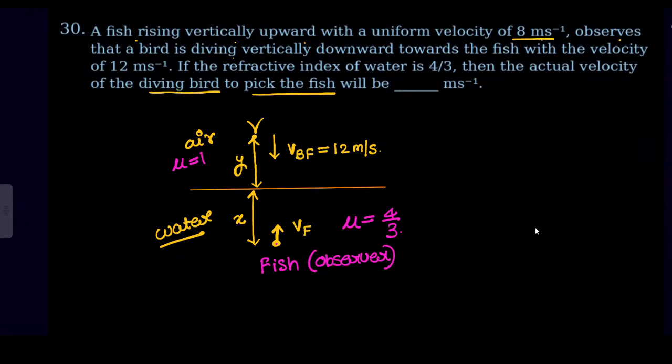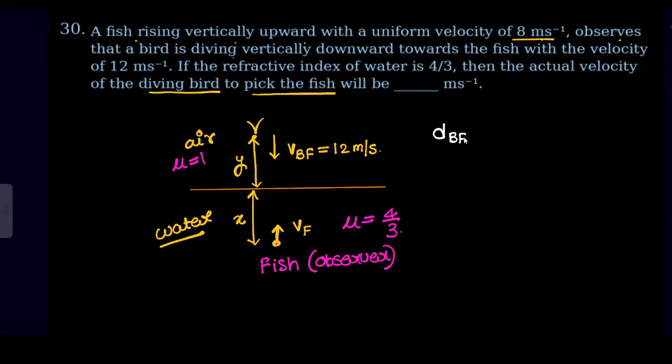If the fish is the observer, we need to find the apparent depth of the bird with respect to fish, that is, the distance of the bird with respect to fish. So this we are calling apparent depth. This is the apparent depth of what? This is the bird with respect to fish.